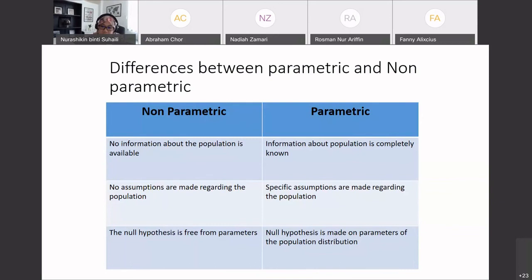Okay, the data is not really complete. No information about the population is available, or maybe it's lacking. So that is the kind of non-parametric data. Hence, because there is no information, we can't make assumptions about the population. Also, the hypothesis is free from parameters, so that's why it's non-parametric. It's not related to the parameters.